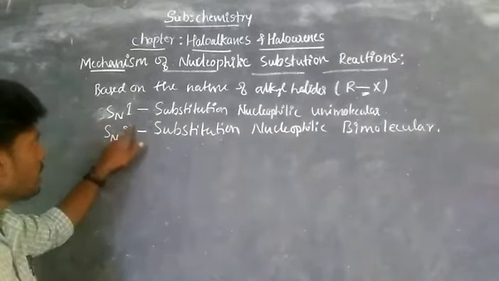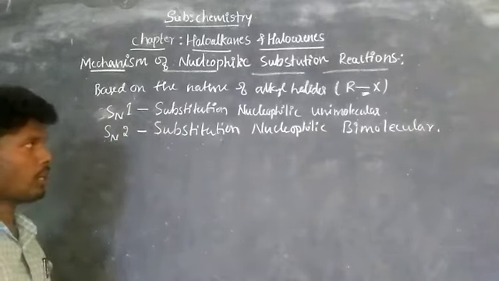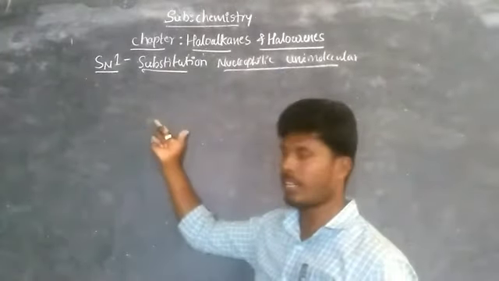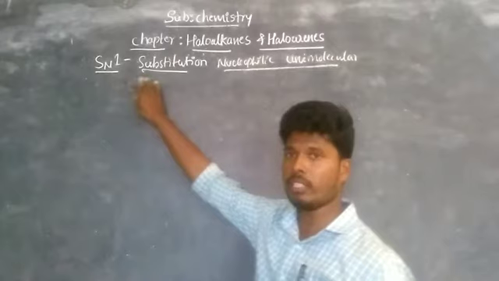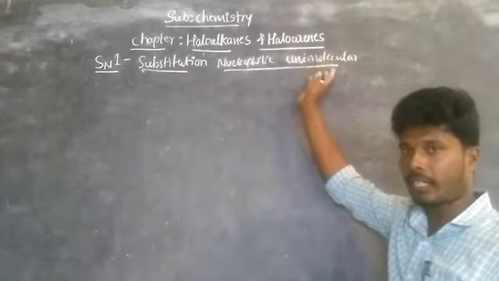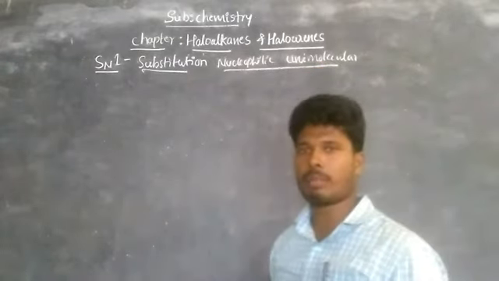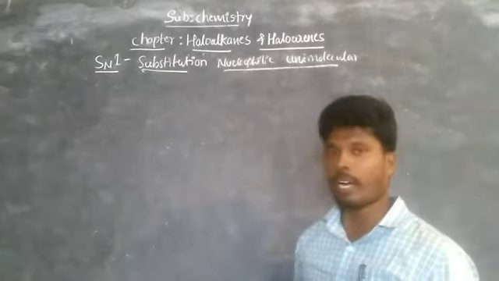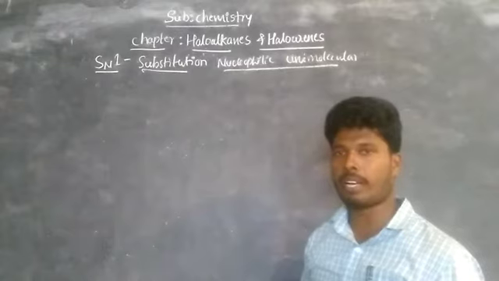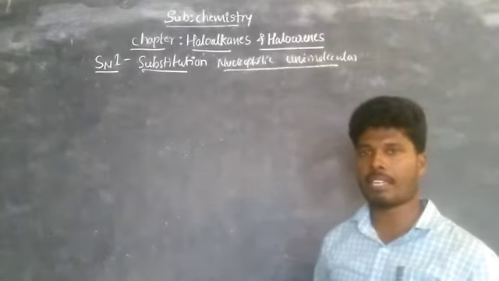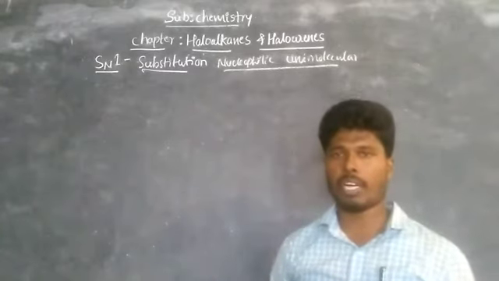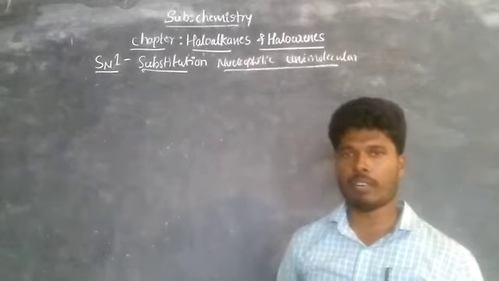Now take the first one, SN1, that is unimolecular nucleophilic substitution reaction. The first reaction mechanism is SN1, substitution nucleophilic unimolecular reaction. This SN1 reaction follows first order kinetics, and it is carried out in the presence of polar solvents or aprotic solvents like water, acetic acid and alcohol. An aprotic solvent is nothing but a solvent which donates or releases only one proton when it is dissociated.